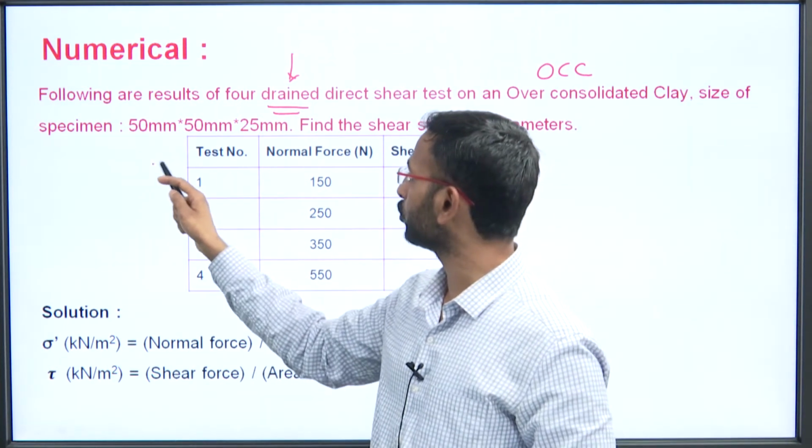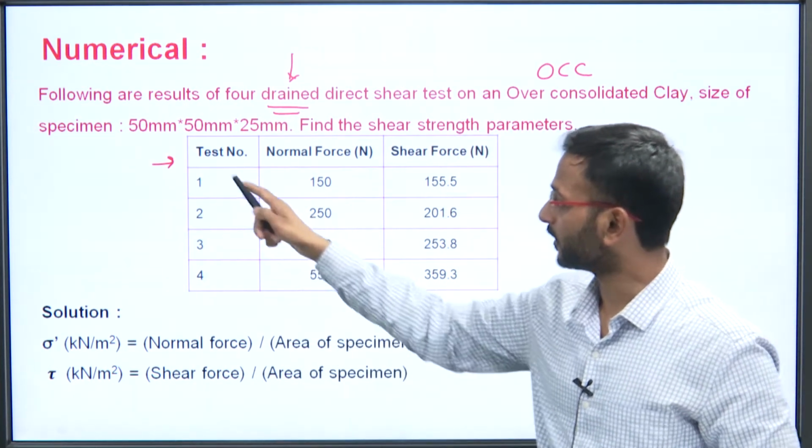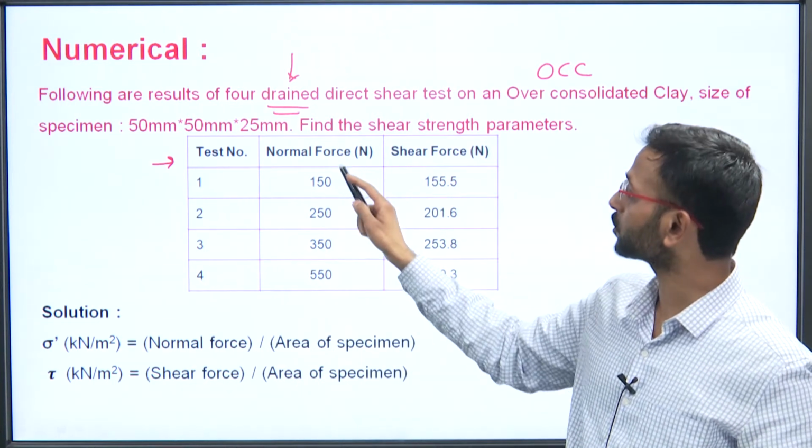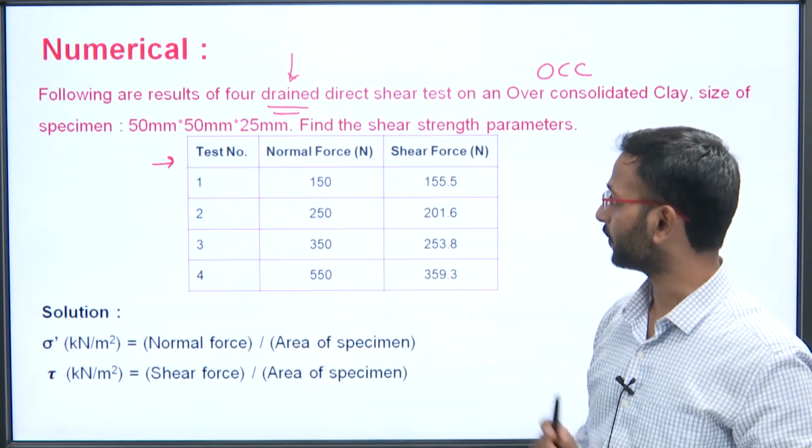So what are the results given to you? There are 4 tests which have been done, 1, 2, 3 and 4. The normal force is 150, 250, 350 and 550.